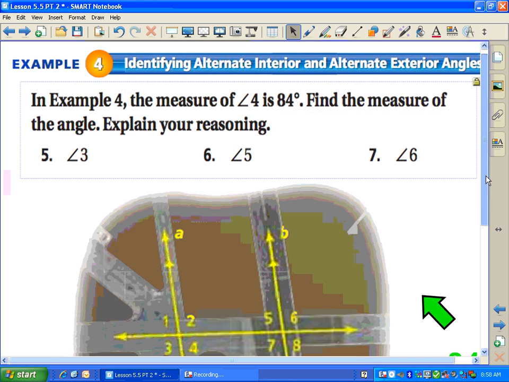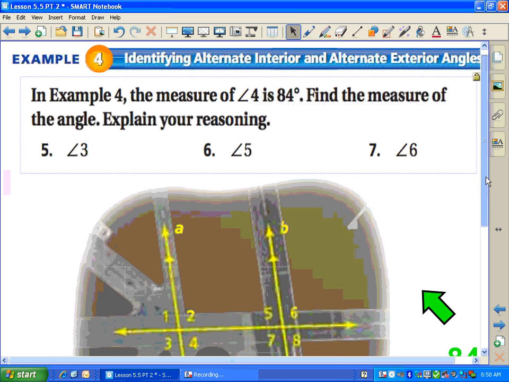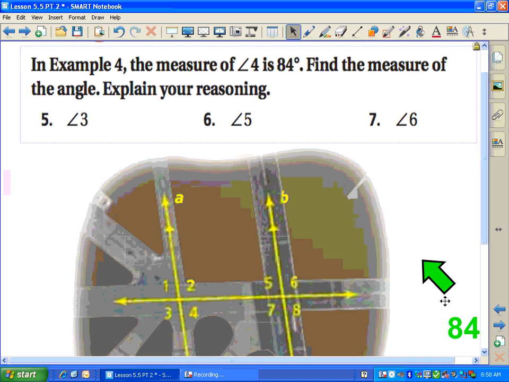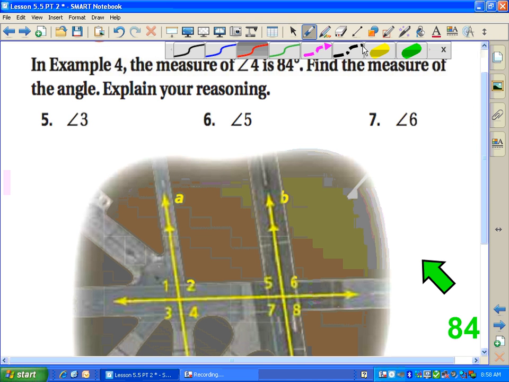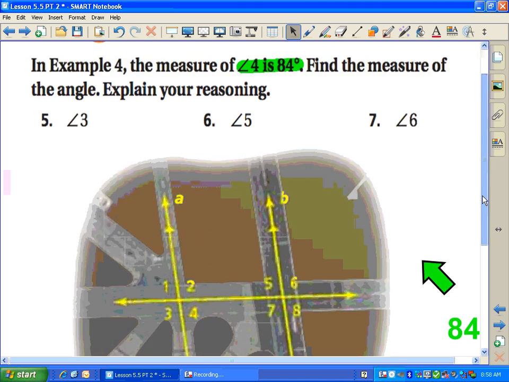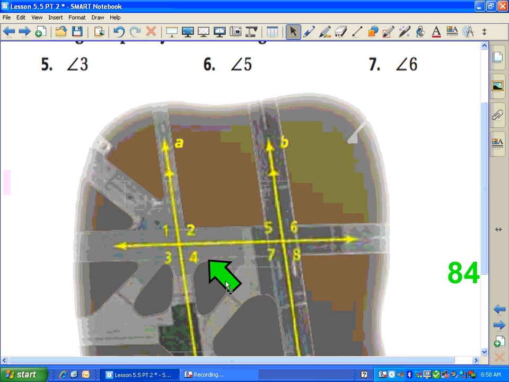Last example. We want to identify alternate interior and alternate exterior angles. They tell us the measure of angle 4 is 84 degrees. So come down to my pick. 84 degrees. I know, just pretend there's a degree sign there.